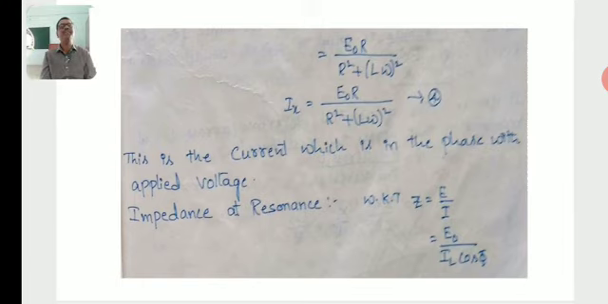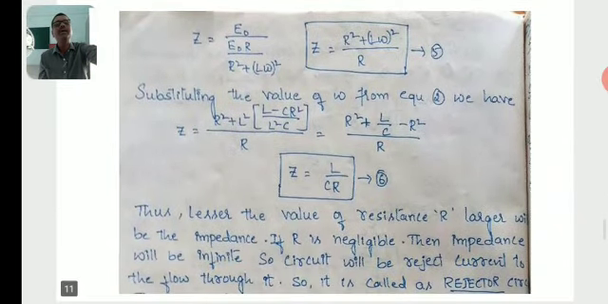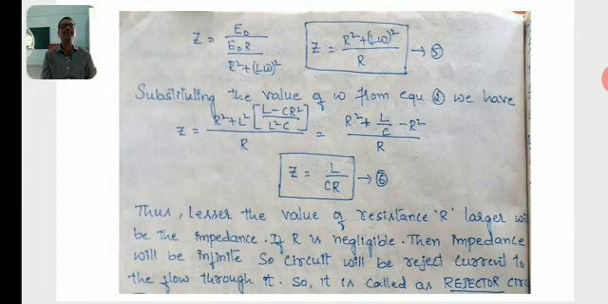Impedance at resonance: we know that Z is equal to E by I, which is equal to E naught by IL cos phi. Z is equal to E naught by (E naught R by R square plus (L omega) square). Then Z is equal to (R square plus (L omega) square) by R. Let this be equation number 5.